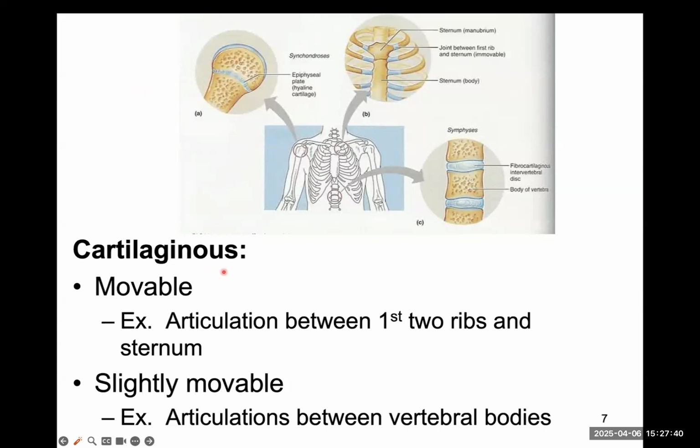So what this is showing is that one category is cartilaginous joints as a structural class, and there are going to be three types of movement categories here. Movable, which is the articulation, an example being the articulation between the first two ribs and the sternum here. Another one is slightly movable, amphiarthrosis, articulations between the vertebral bodies right here. And then synarthrosis, which is the growth plate, and it's not movable, it's immovable.